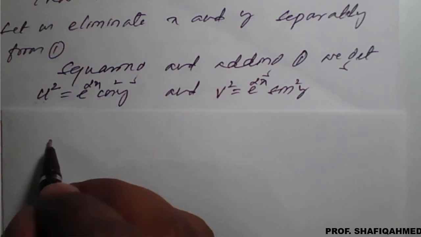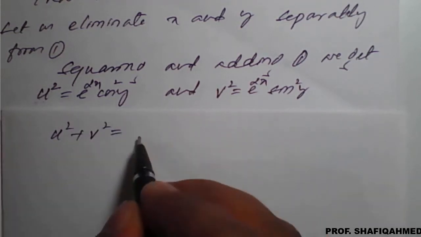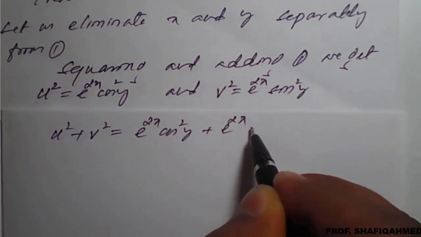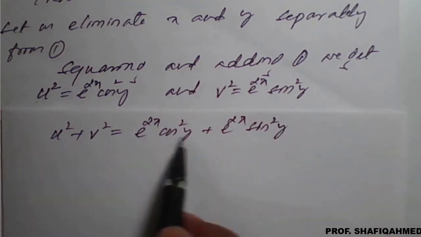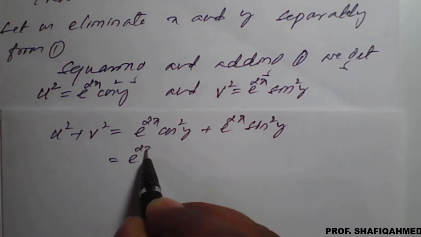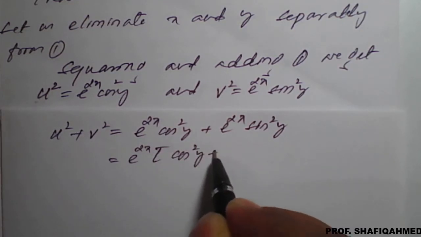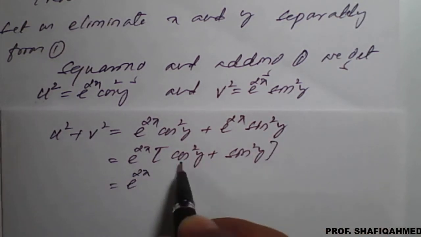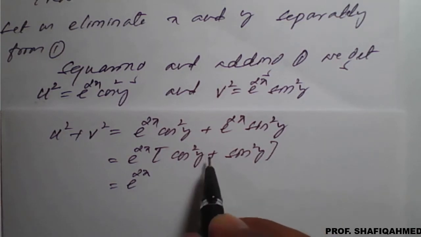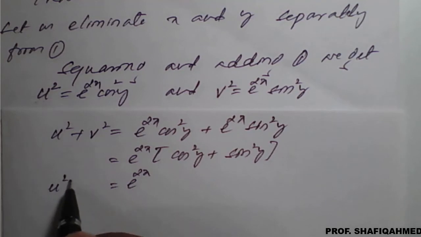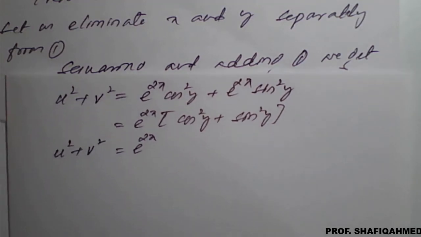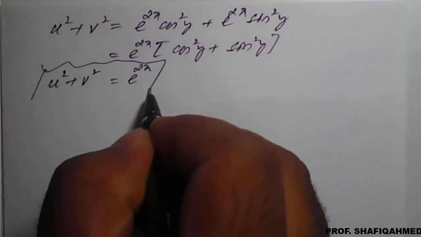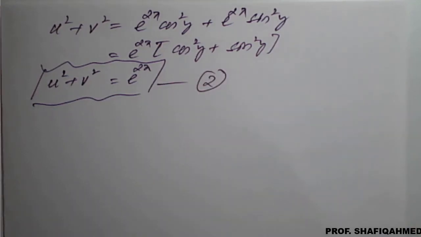On adding, it becomes u square plus v square equals e raised to 2x cos square y plus e raised to 2x sin square y. From the right hand side, e raised to 2x is common, so it is cos square y plus sin square y, and cos square y plus sin square y is an identity which equals 1. So 1 into e raised to 2x is e raised to 2x, so u square plus v square equals e raised to 2x. I will write this as equation number 2.